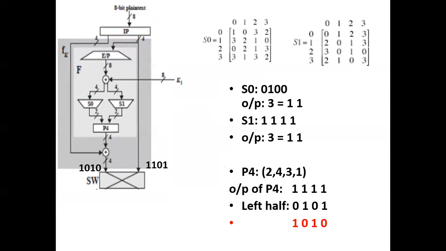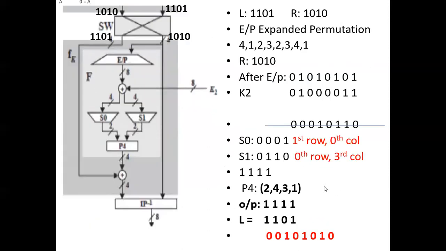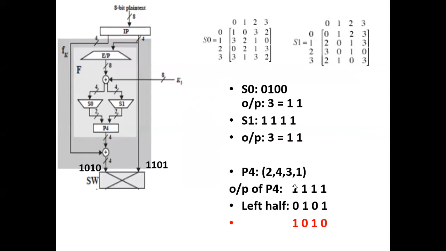The value in the 0th row and second column is 3. So the output of S0 is 3, and 3 means 11. Similarly for S1, you can observe here 1111. Third row, third column, you can see the respective value, it is 3. So again you got 3 as output, which is written as 11. As per the diagram, after S0 you got 2 bits, and after S1 you got 2 bits.